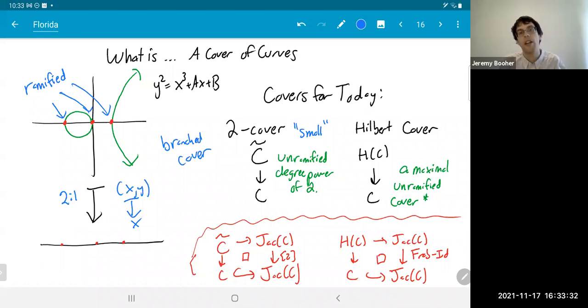The other one I'll focus on is called the Hilbert cover, and I'll denote it H(C), and you should think of it as a relatively large cover. It's a maximal unramified cover in some precise sense. All right. So these are the 2 covers I want to focus on.